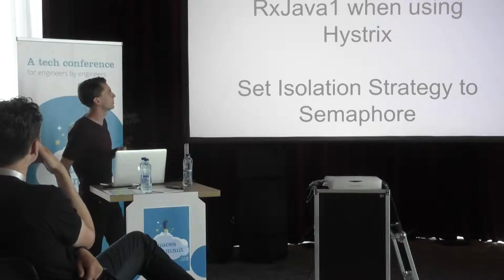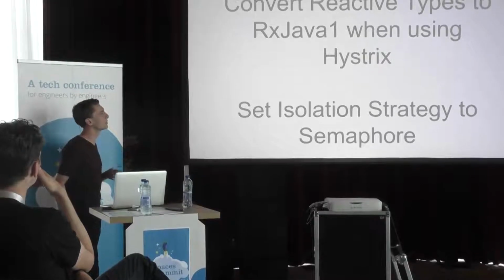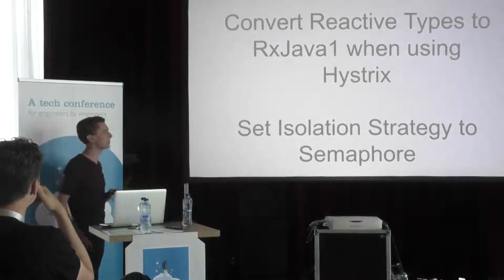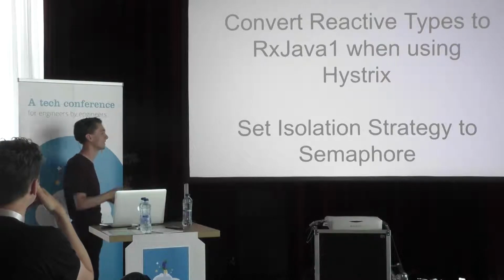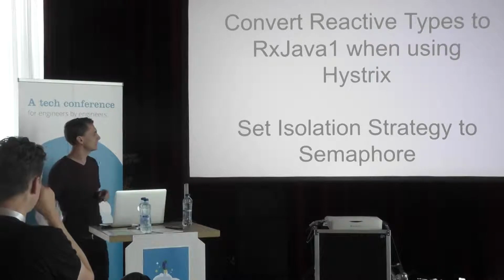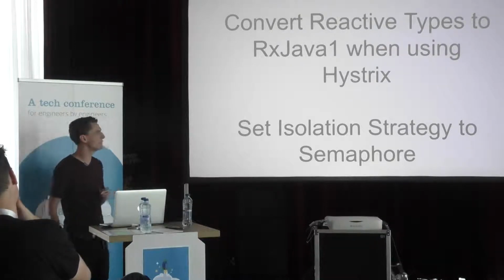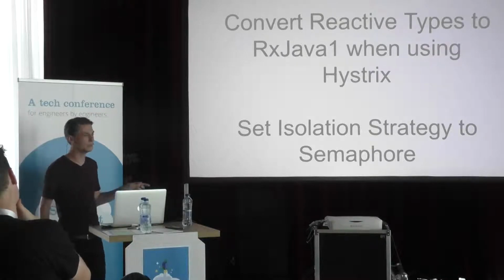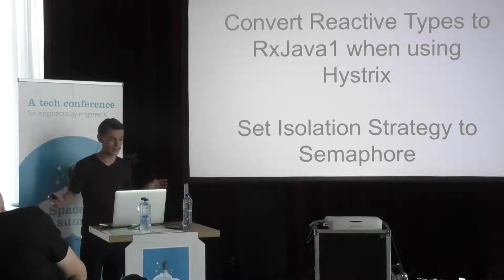Convert reactive types to RxJava 1 when using Hystrix. We converted stuff several times, and then we found out it didn't work. It really doesn't work. Hystrix only works for RxJava 1, so you're just gonna be forced to use that. Another thing, set the isolation strategy to semaphore. Don't have time to really get into this, but if you don't do this, it's gonna do all sort of thread management for you. You don't want that.